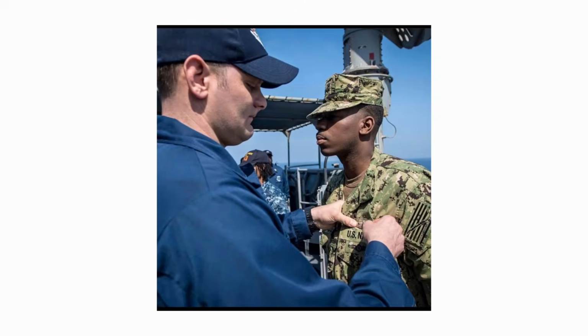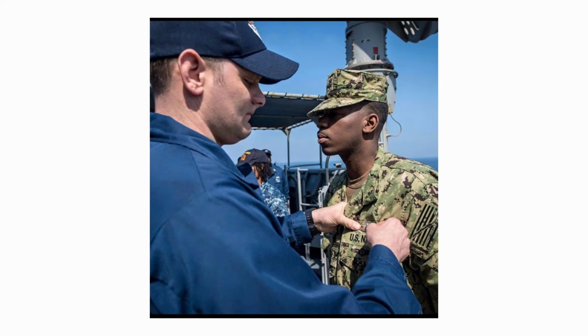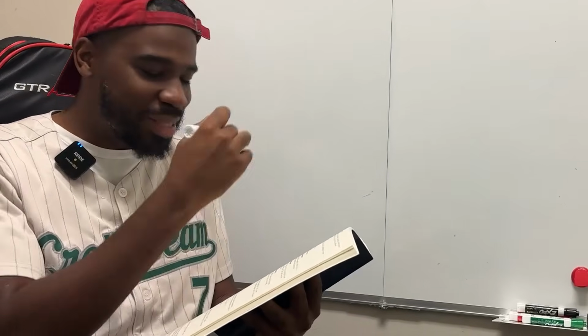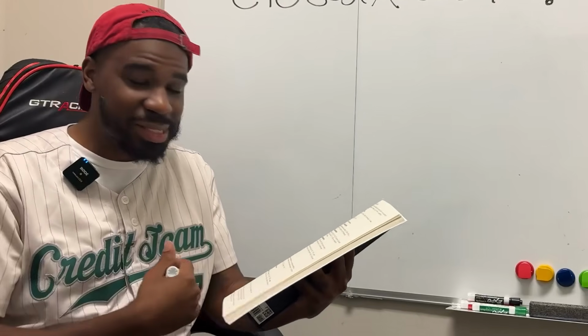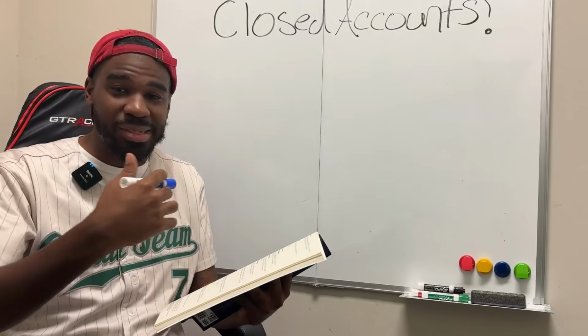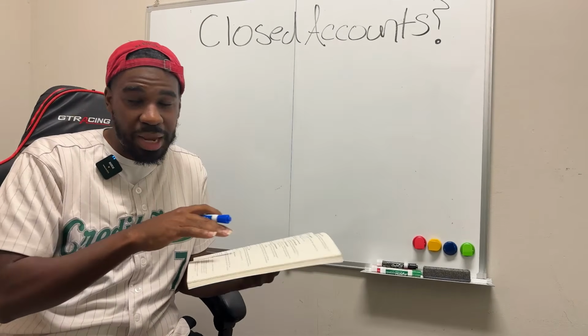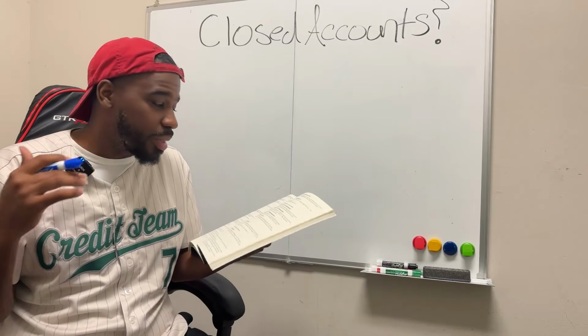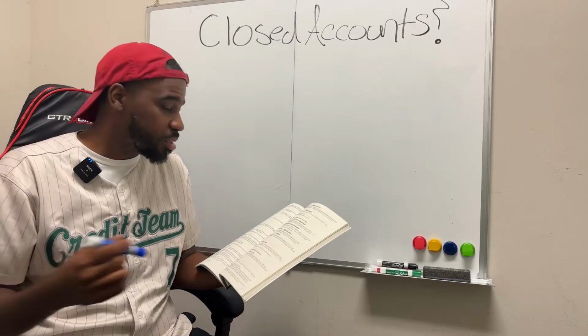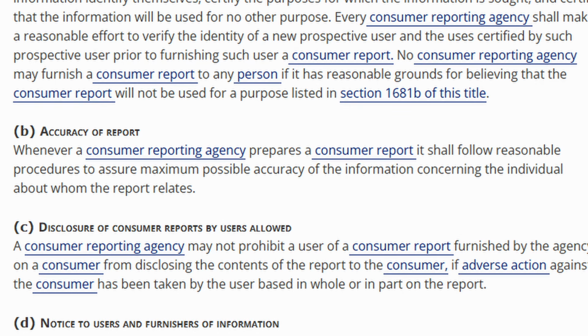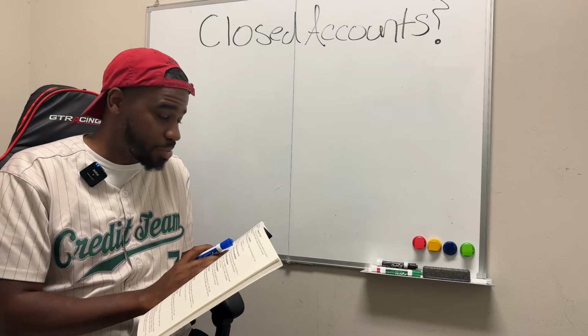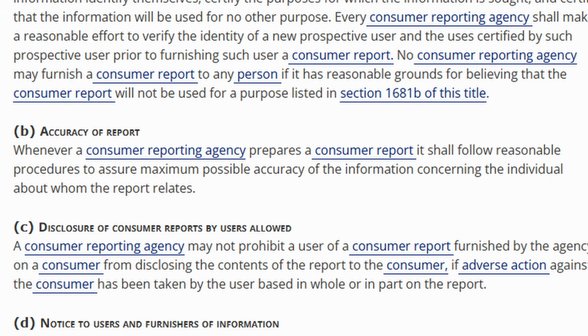Now, I was in the military and we do everything by structure. We do everything by the book. So step 1, step 2, step 3, step 4, everything is laid out. We have manuals, we have references to actually look at to do our specific job. But according to this, accuracy of report: whenever a consumer reporting agency prepares a consumer report, it shall follow reasonable procedures to ensure maximum possible accuracy of the information concerning the individual about whom the report relates. It didn't say minimum possible accuracy, it said maximum.